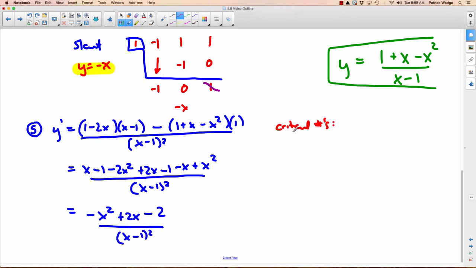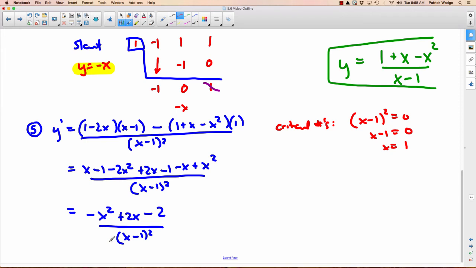Time for critical numbers. What would make the denominator equal 0? In other words, when does this not exist? Well, it doesn't exist when x equals 1, right? We already saw that, but I'll do it again just to show you. Square root of both sides, you get x minus 1 equals 0, add 1. So there you go, one of your critical numbers is 1.